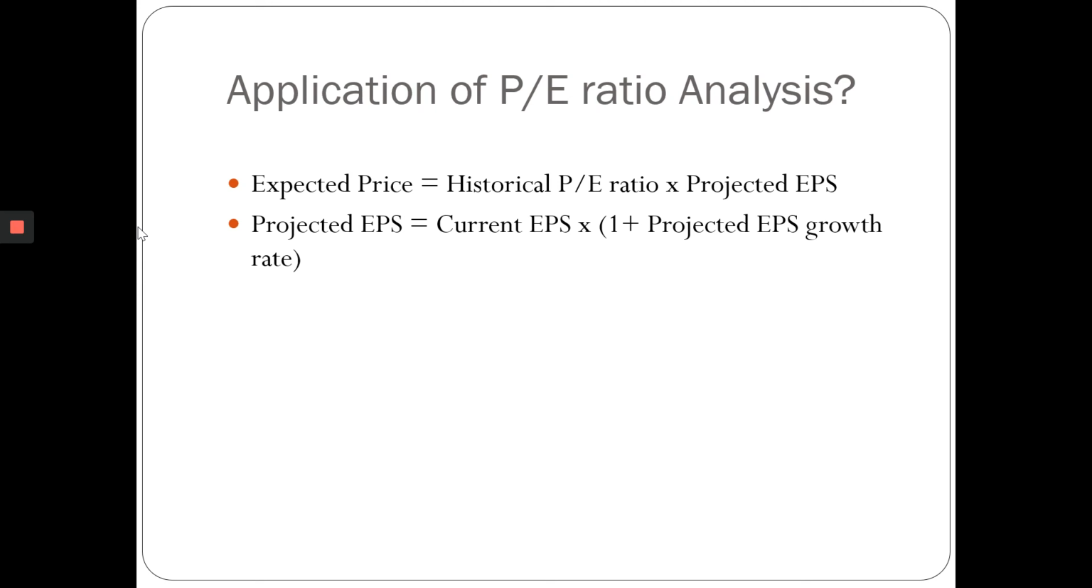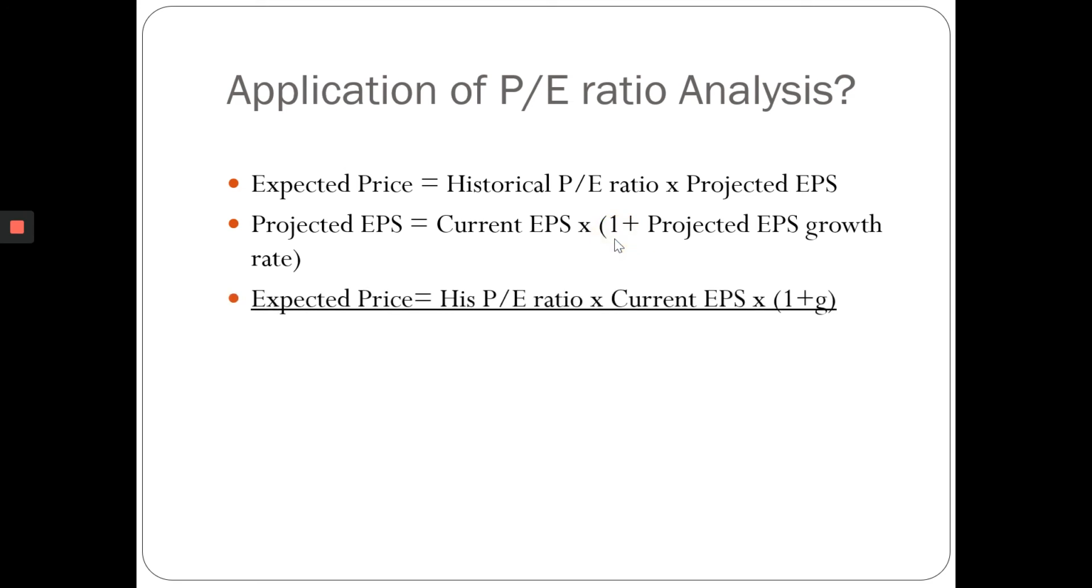So projected earnings per share, this one over here, can also be written as current earnings per share multiplied by 1 plus the projected earnings per share growth rate, right? So the expected price is this: historical PE ratio multiplied by the current earnings per share multiplied by 1 plus the projected earnings per share growth rate.